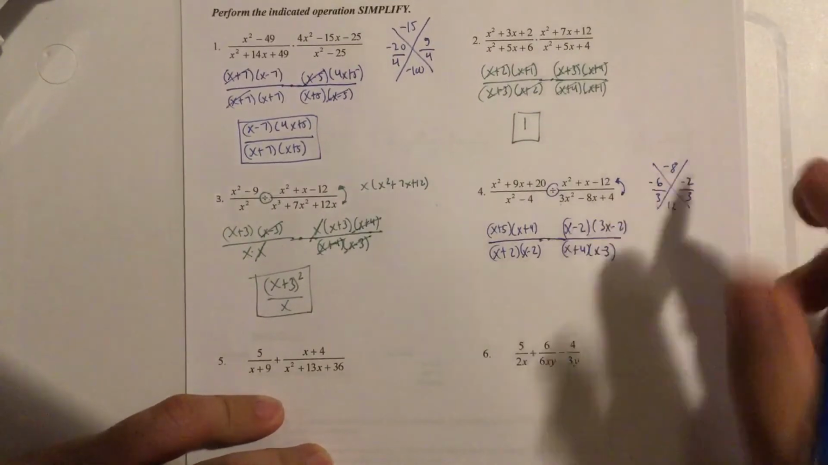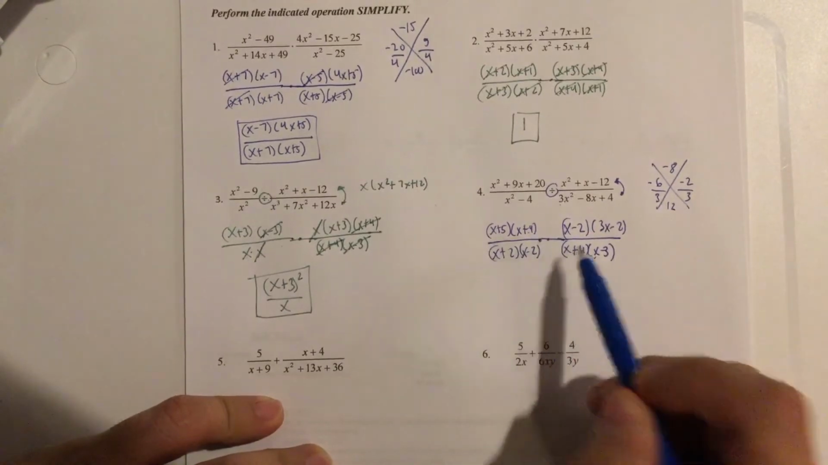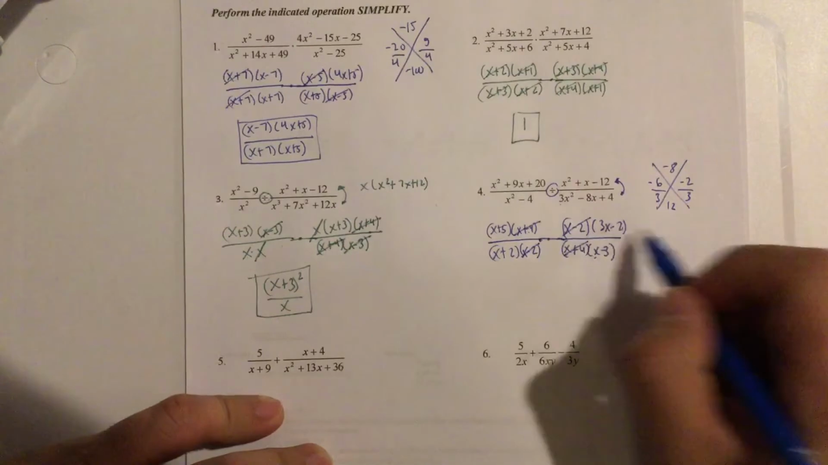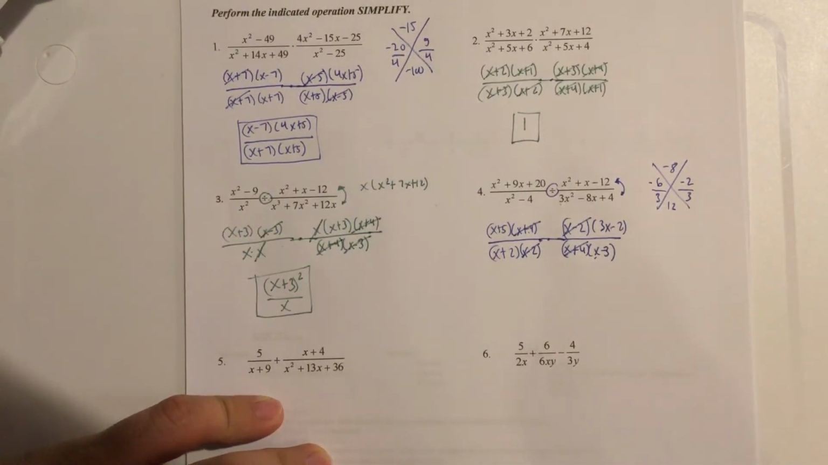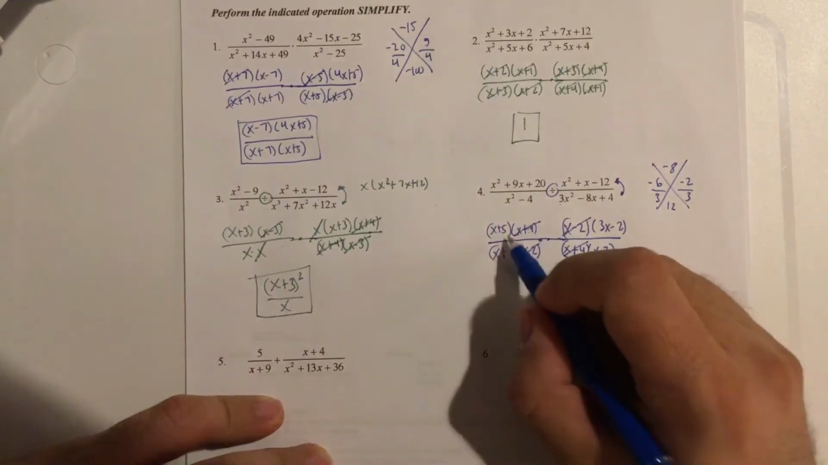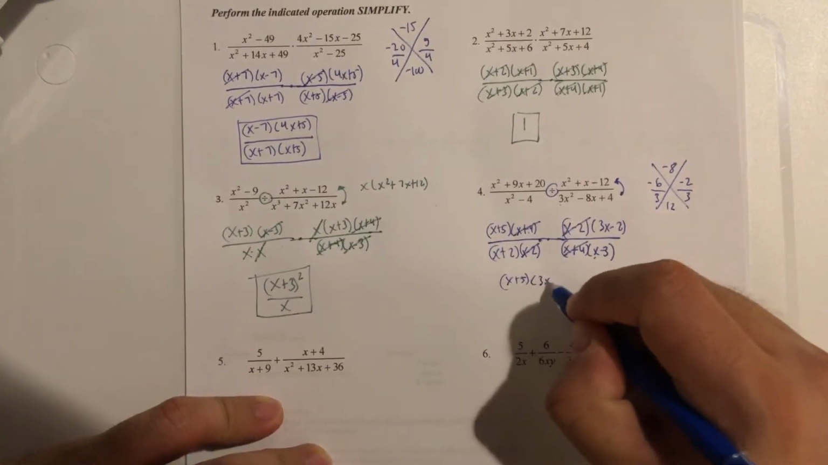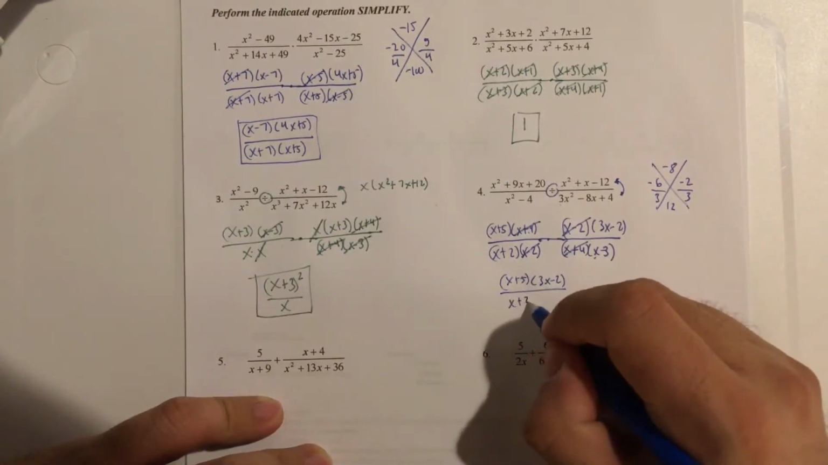Extend our division bar and start from the top left, start crossing out. Nothing on the bottom, that's x plus 5. We do have x plus 4s. I do see x minus 2, but I don't see 3x minus 2. All right, so for this one, we have x plus 5 times 3x minus 2 in the numerator. In the denominator, x plus 2 times x minus 3.